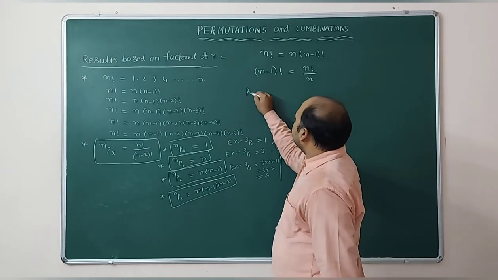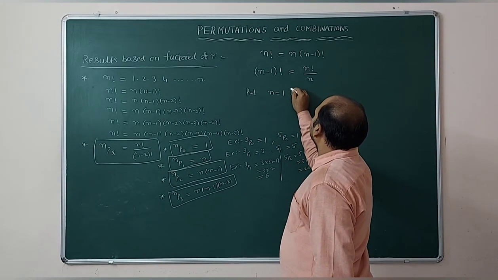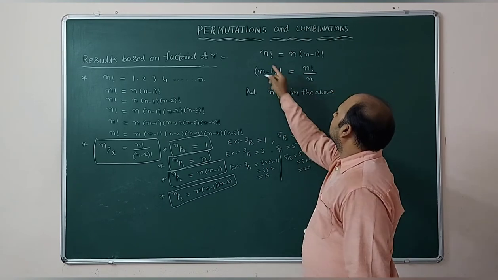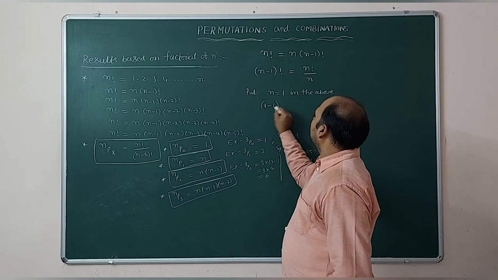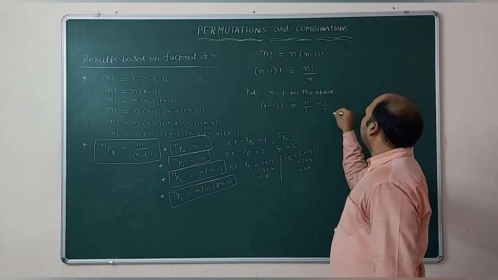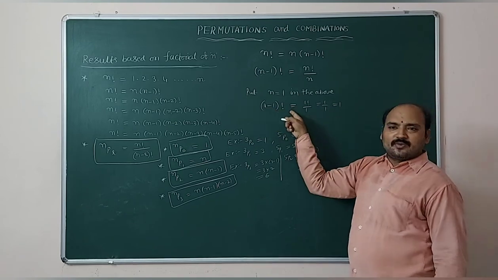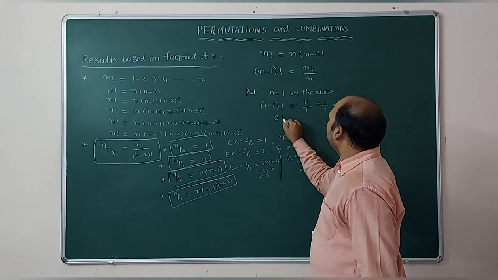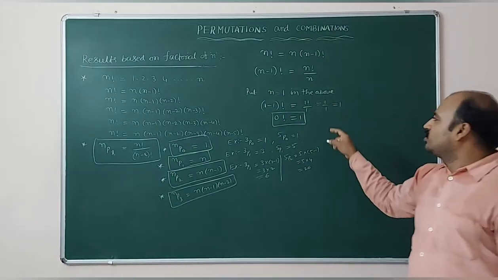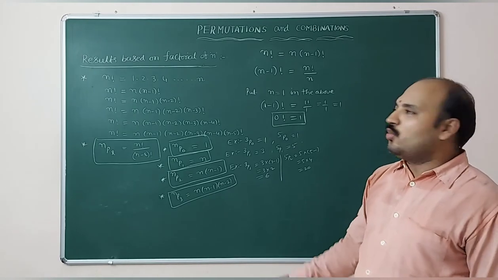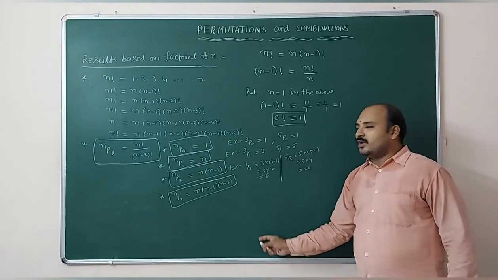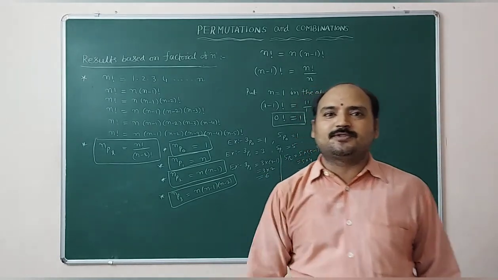Put n is equal to 1 in the above. So 1 minus 1 factorial is equal to 1 factorial by 1. 1 factorial means 1, so 1 by 1 is equal to 1. What is 1 minus 1 factorial? 0 factorial. So 0 factorial is equal to 1. This is the way the 0 factorial value is equal to 1. 0 factorial equal to 1. This is the way you remember, dear students. We'll move to the next concepts.